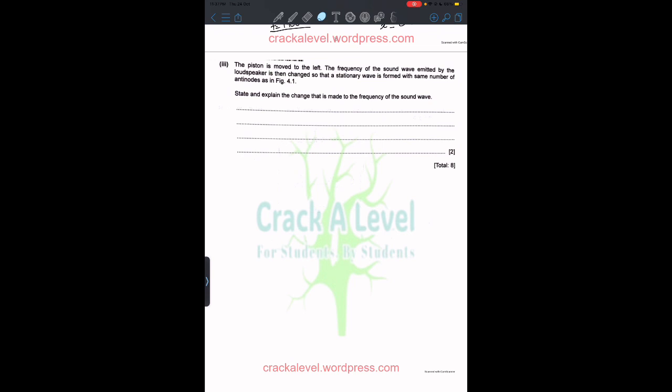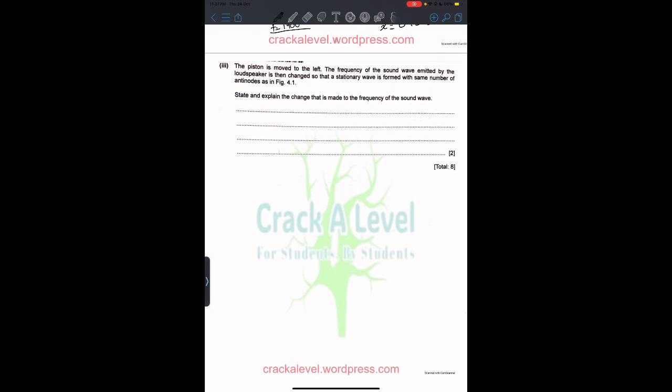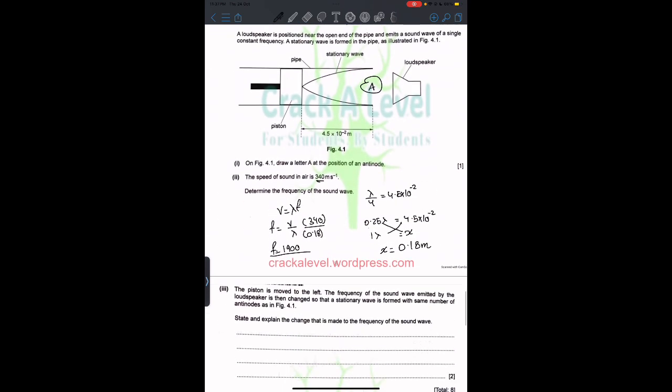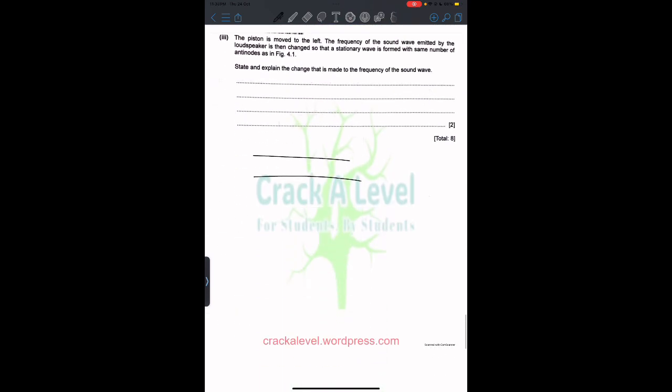Okay, moving on, it says that the piston is moved to the left, and the frequency of the sound emitted by the loudspeaker is then changed so that a stationary waveform is formed with the same number of antinodes. So the piston is moved to the left. I'm not very good at drawings, but let me try to draw something. It's something like this, and previously it was something like this.